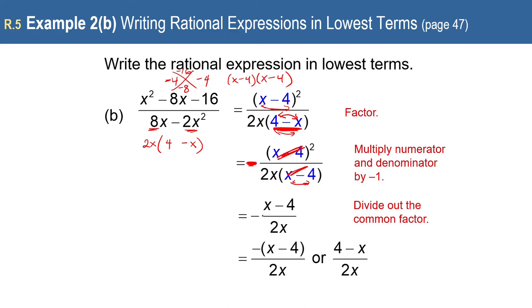Now of course you can put the negative to the top if you want and then distribute it. And that gives us 4 minus x over 2x. Another option would be to put the negative in the denominator here with the 2x, but this looks like a good solution to me, so we'll leave it like this.